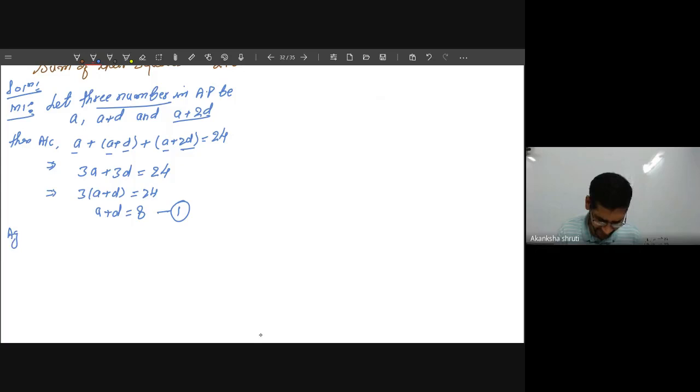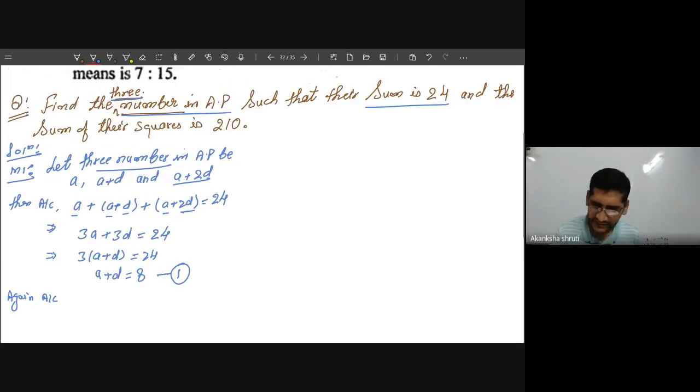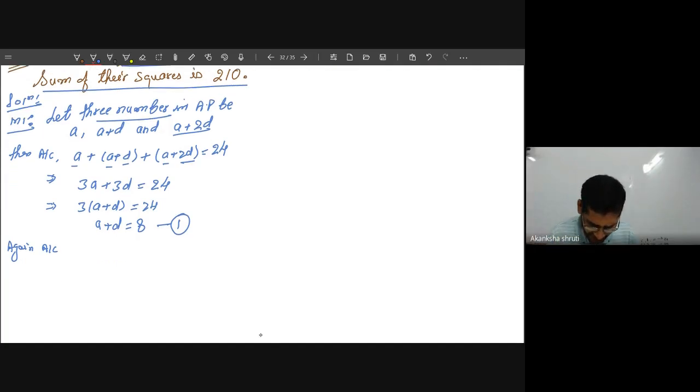Again, according to the question, what is the other condition given? The sum of their squares is 210. Okay, student? So their squares have to be added. Means a square, a plus d square, then a plus 2d square is equal to 210.